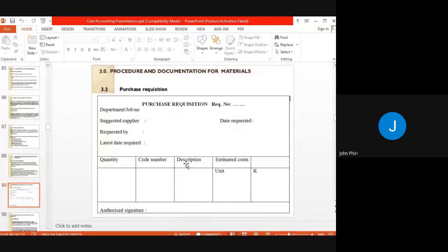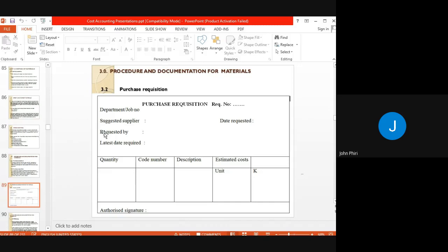Now, this document that I'm giving you here is just a generic example. You might find variations in different organizations. But what are the major components? You need to have a department or job number. You may need to suggest who's going to supply. Of course, requisition raised by who?